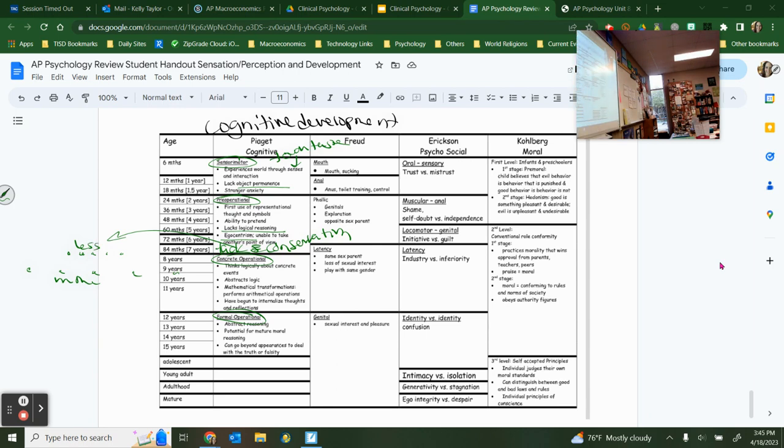They understand conservation in the next stage because now they can think logically. They can use mathematical transformations. You know, if A plus B equals C, then C minus A equals B. But formal operational, now they can think abstractly, abstract reasoning.